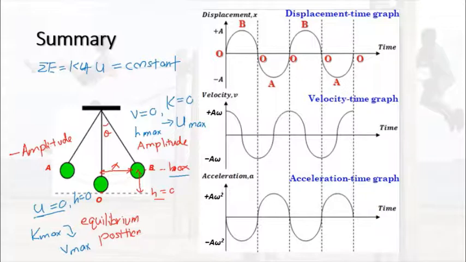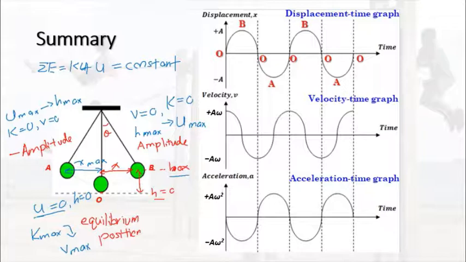So it keeps moving until it reaches point A. Your K goes back to 0 because v equals 0 at the highest position, at the turning point, and your U goes back to a maximum value. Why? Because h is maximum. So when h is maximum, your x is also maximum. This one is also maximum. That's why we call it amplitude.